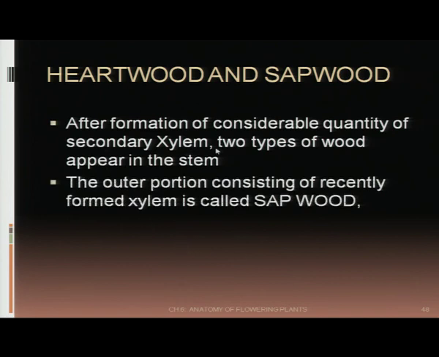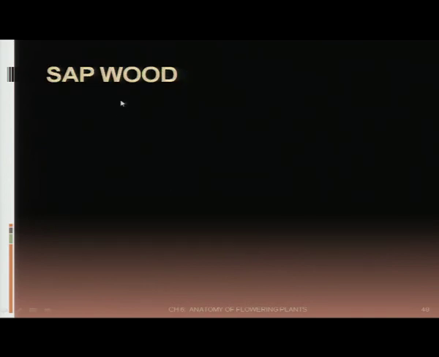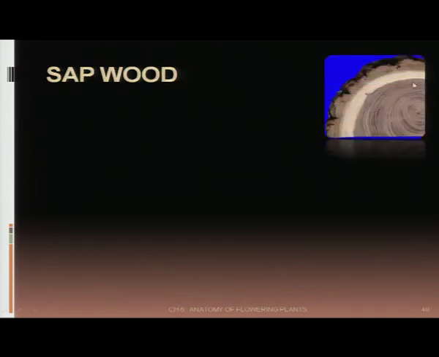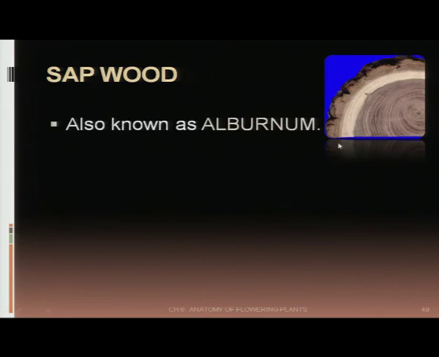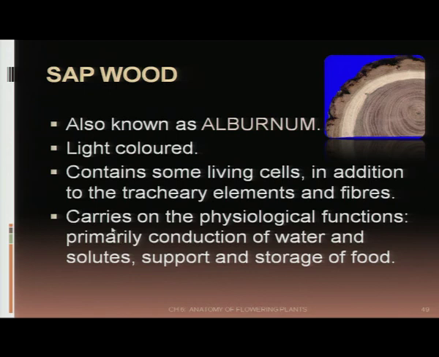When a lot of secondary xylem has been formed, we can see that there are two woods, the heartwood and the sapwood. The sapwood is the one which is lighter in color. It is also known as alburnum. Here the living cells are present in addition to the tracheary elements and fibers. That means the parenchymatous cells, xylem parenchyma is also present here. So, what does it do? It carries on the physiological functions, primarily conduction of water and solutes and support and storage of the food also.